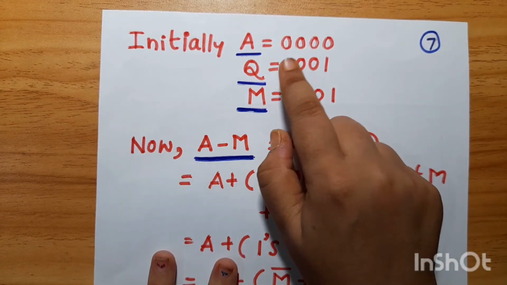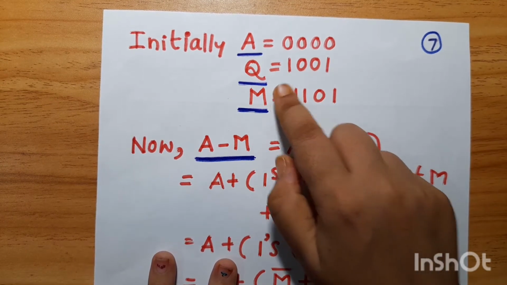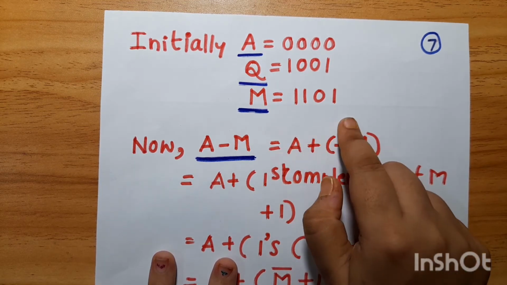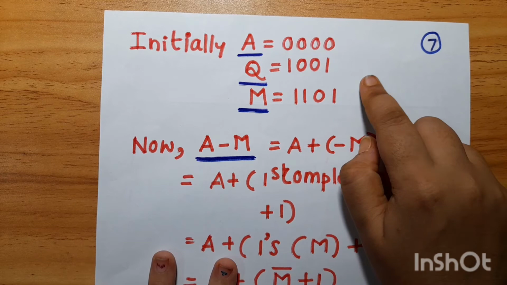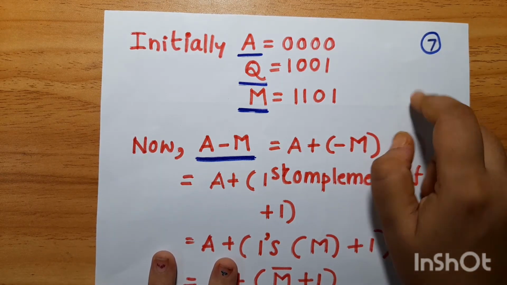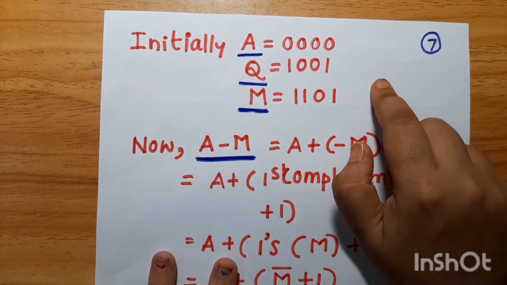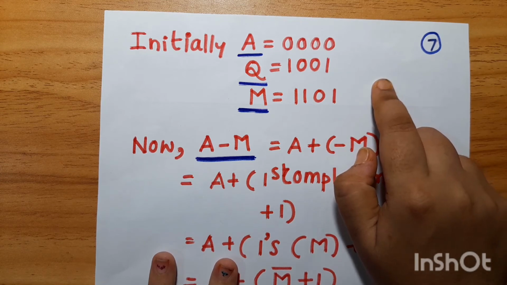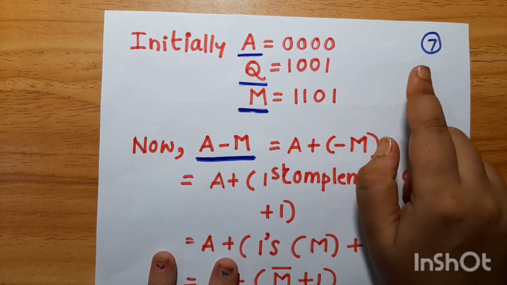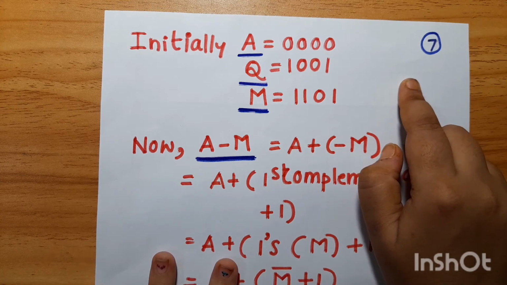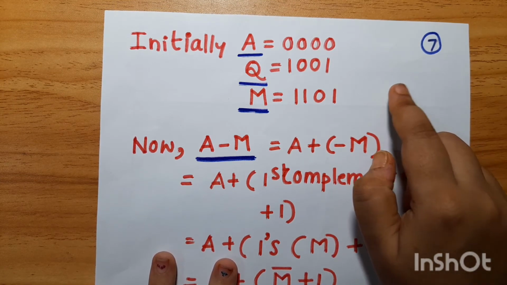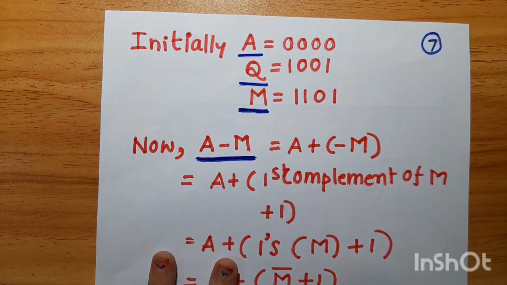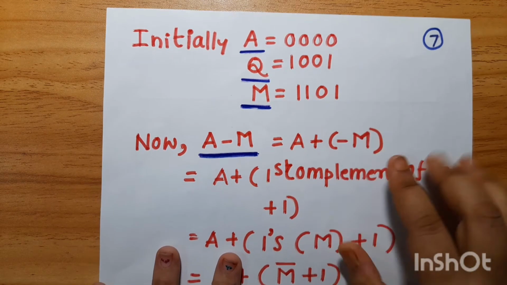Initially A is put as all zeros, Q is put as 1001, multiplier, and M is equal to 1101, multiplicand. So it was minus 3 into minus 7. The minus 3 binary value is the 2's complement of 3 that we got, which is 1101, and minus 7 is the multiplier. The 2's complement of 7 gives the value of minus 7 in binary, that is equal to 1001.